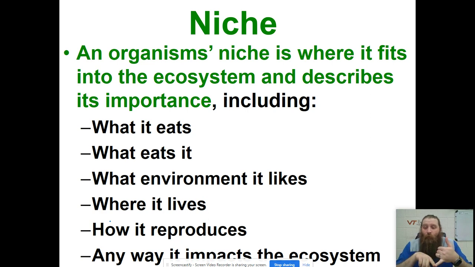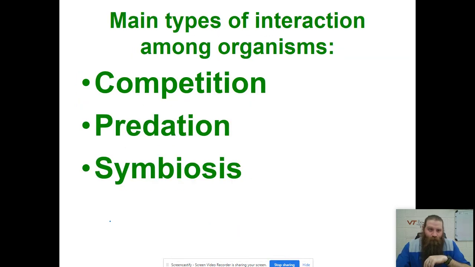We're going to look at how it reproduces. That could be sexually or asexually. We can look at behavior. We can look at what time of year it reproduces, all of those things, whether it gives birth to live young or if it lays eggs, right? And then we also include in this description any way that the organism impacts the ecosystem.